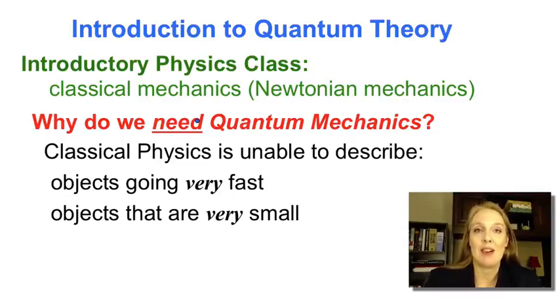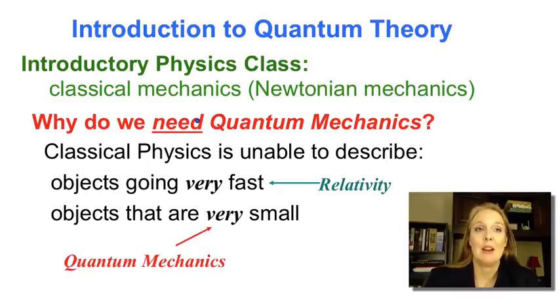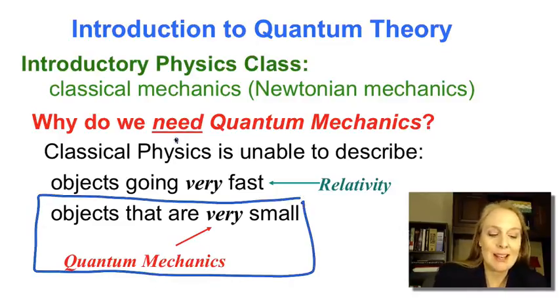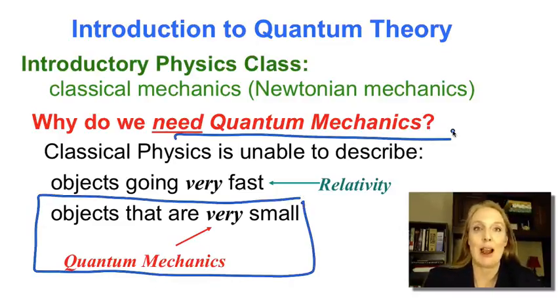Objects that are going very fast are described by the theory of relativity, also written about by Einstein in 1905, and objects that are very small are best described by quantum mechanics, which was initially put forth by Einstein and Planck, although they didn't call it quantum mechanics at the time, and was later refined by other people like de Broglie and Schrödinger and a whole group of people. So since atoms are very small, we need quantum mechanics to describe how they behave.